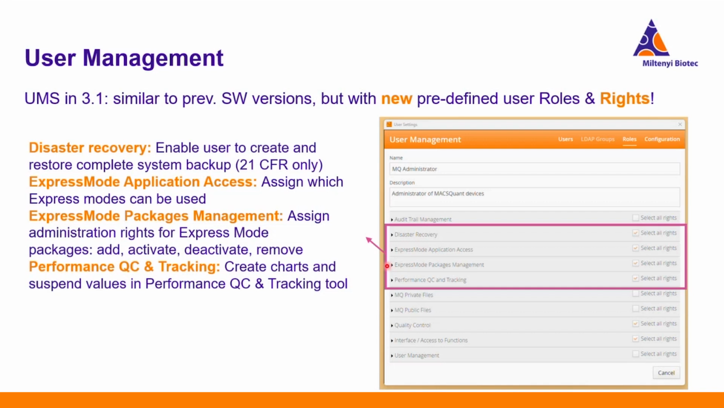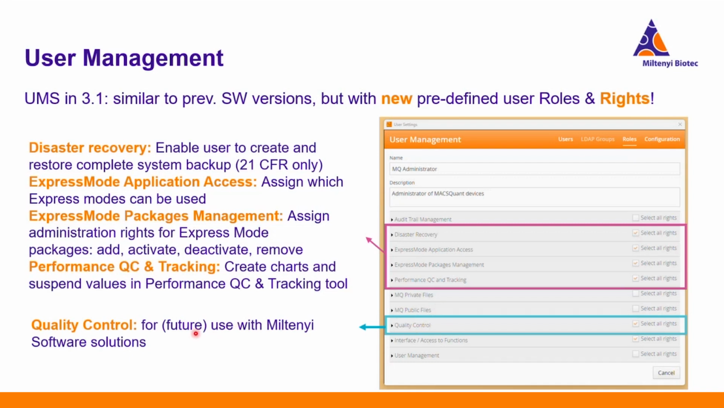You have rights for the person that is doing the management of the express mode package, so administrative rights for activating, deactivating, installing packages. And this is also the right we discussed previously, the right to access the QC performance and tracking tool. So all of this is now individual, and of course you can select all rights, or you just look into it and then you can really go into the detail who has access where. Quality control is also one for the future software solution.